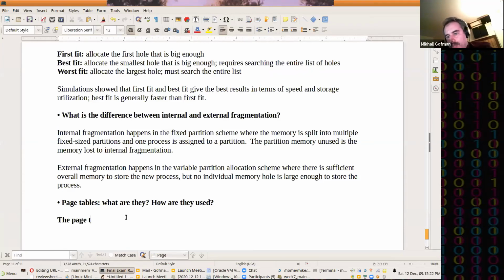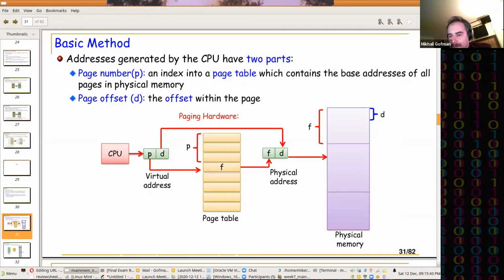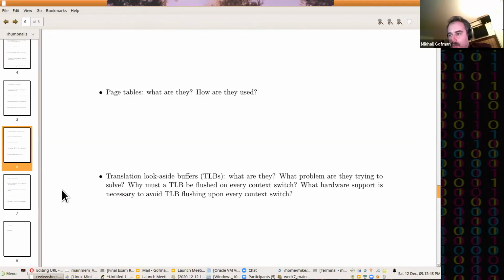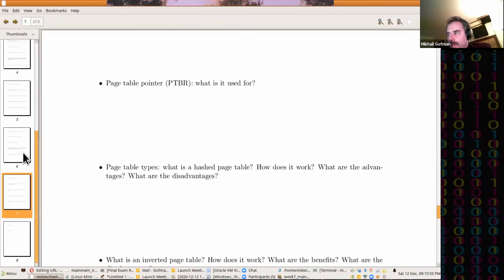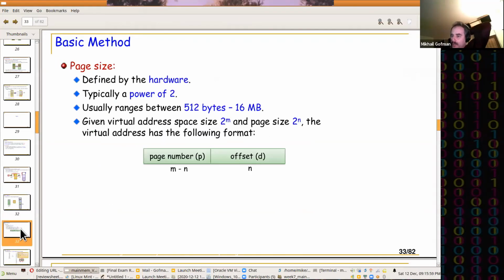So the page tables are used to translate from the virtual page number to the physical frame number. Okay, that's basically the idea. Okay, and then the next question asks about the TLBs. Well, first, before we talk about the TLBs, let's expand and let's talk a little bit more about paging.